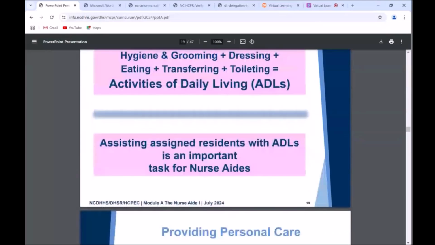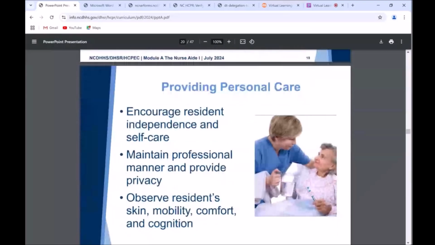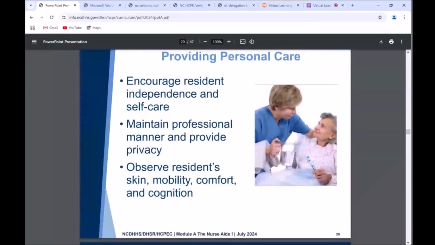When you provide your personal care, you're going to encourage that resident to be as independent as possible. Ask them to do as much as they can for themselves. The resident may feel embarrassed for accepting help with personal care skills, so you should be professional and provide privacy during all care. When you assist with personal care skills, you observe the resident's skin, mobility, comfort, and cognition. We're always looking at the resident when we're doing these things, observing.